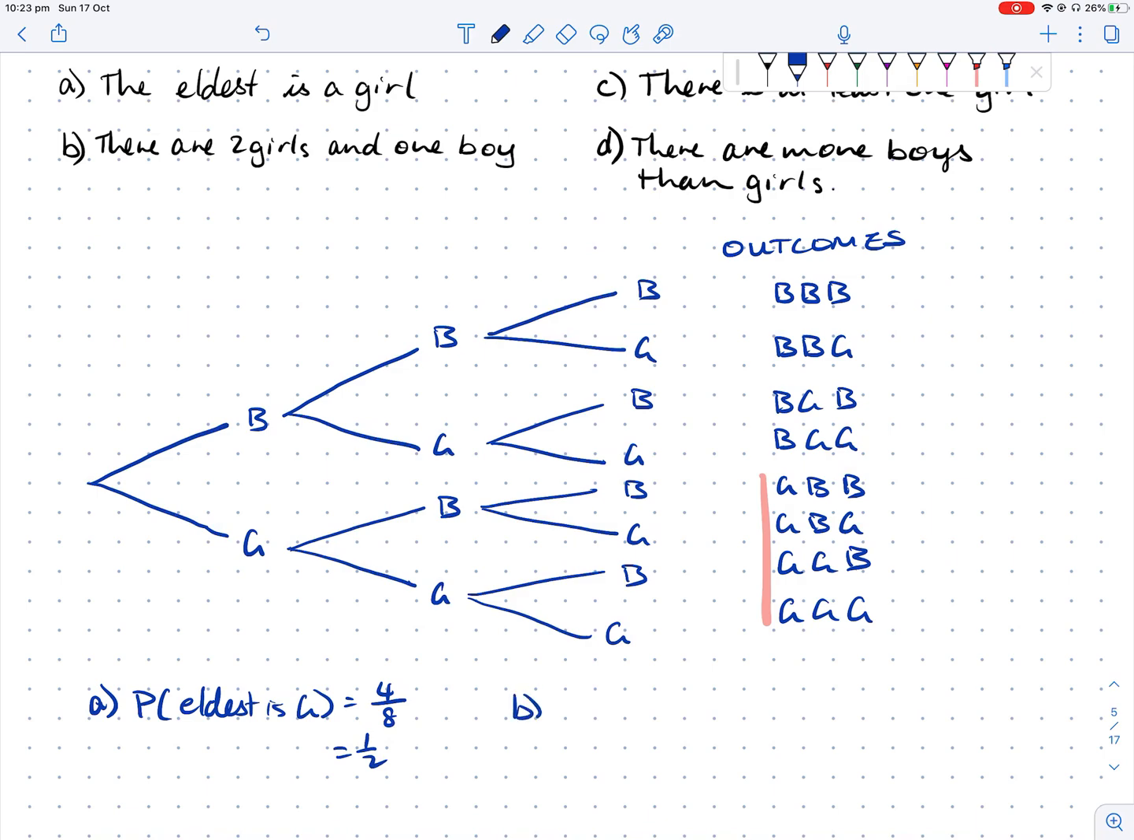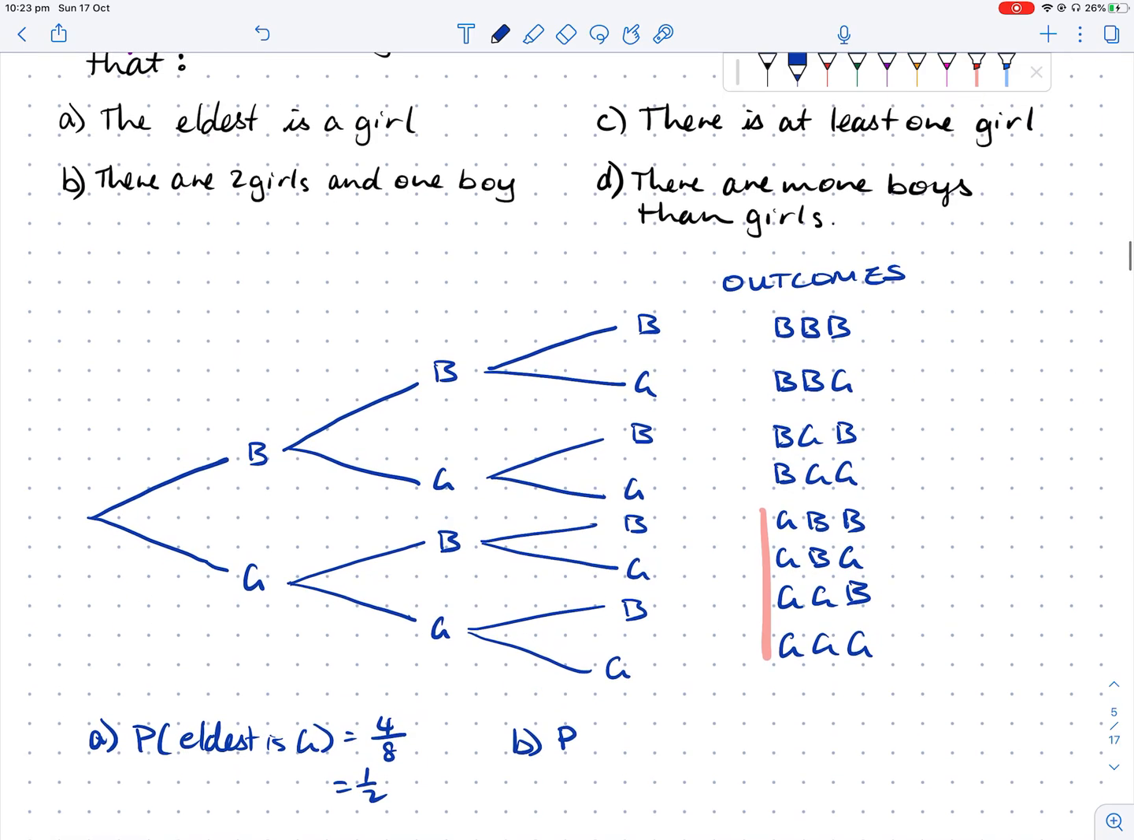Part B, we want to have 2 girls and 1 boy, in any order. It doesn't say anything, so we just want 2 girls and 1 boy. When we go through this list, 2 girls and a boy, 2 girls and a boy, and 2 girls and a boy. So there's 3 outcomes out of a total possible 8.